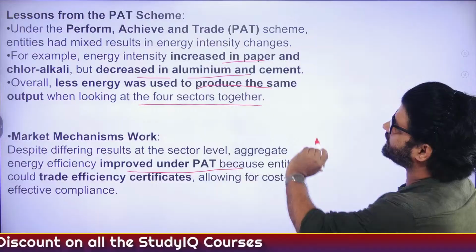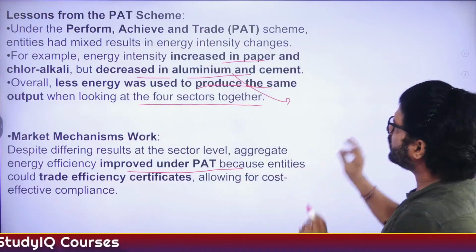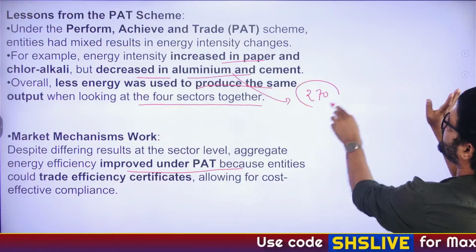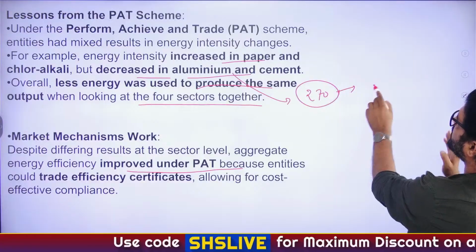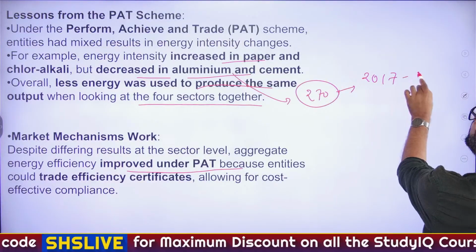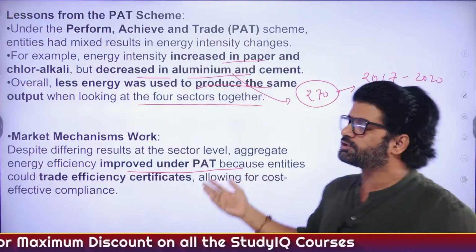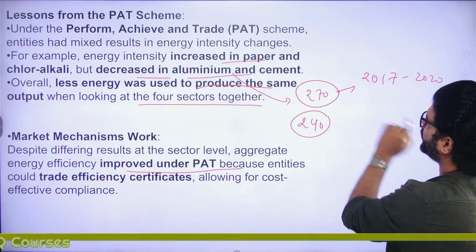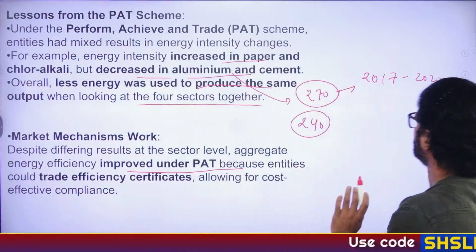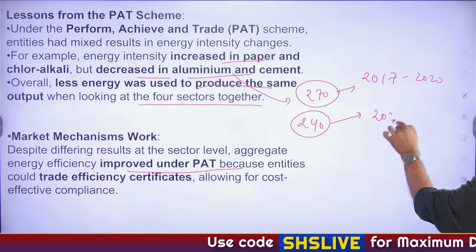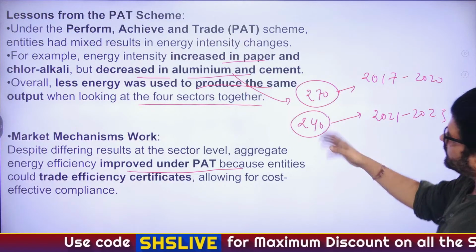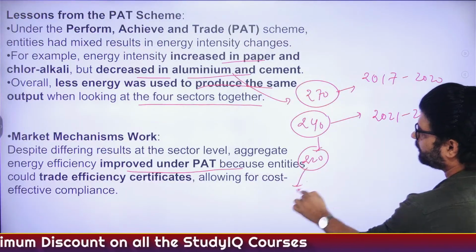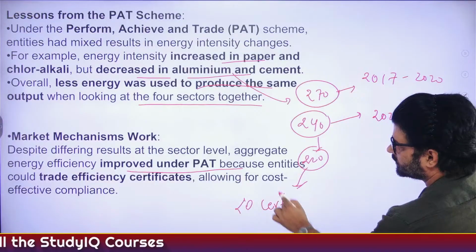So under PAT, let's say aluminium was there, let's say cement was there. Aluminium, let's say, used to use 270 energy units in the preceding 2017 to 2020. Now there was a target given under PAT that you reduce it by 30. You try to use 240 energy units to produce the same level of output for 2021 to 2023. Now let's say they reduced it even more than that. They reduced it to 220. Then they will have 20 certificates. This E-cert.